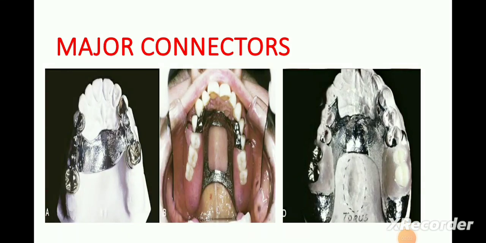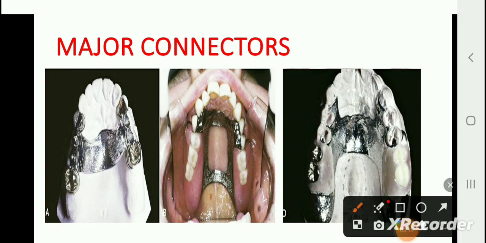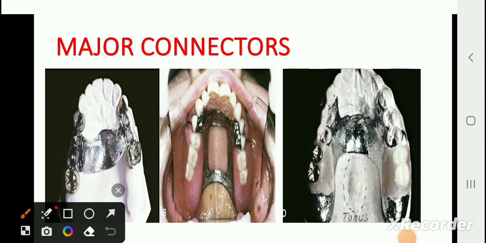Today's topic is major connectors. What is a major connector? A major connector is the part of the RPD that connects the component on one side of the arch to the component on the opposite side of the arch.